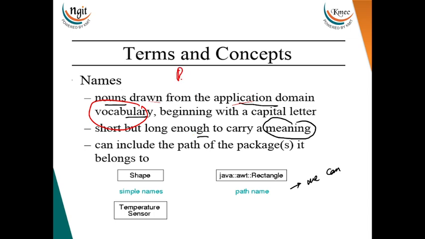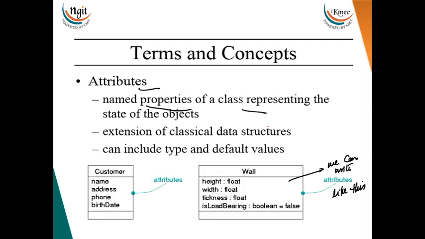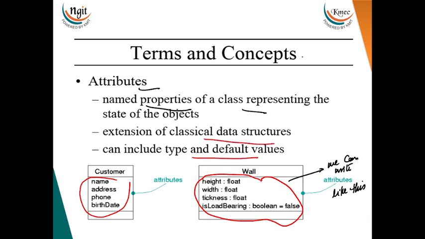As we have seen, the rules: the name should be perfect, beginning with a capital letter, and it should be short but meaningful, like Shape, Temperature. And this is a path name we can give in the packages. Those are different things. Attributes are the named properties of the class. I can give it like this: customer with the name, the date of birth. I can define the data type, so that whenever I am entering data, it is very useful for me. Extension of a class: structure, type and default values.